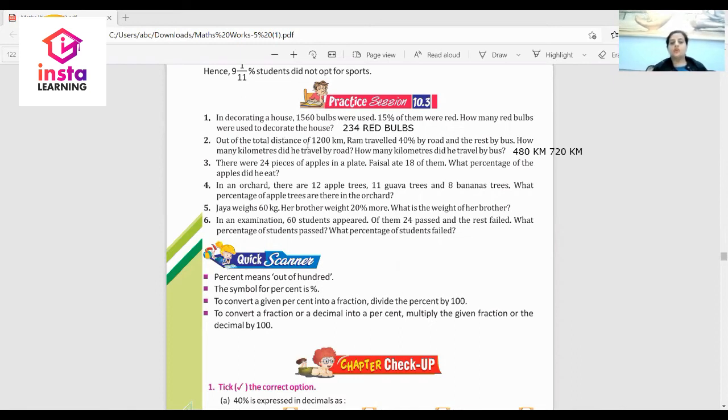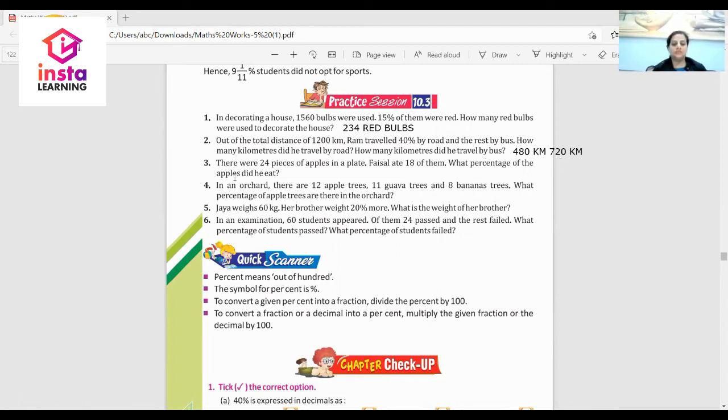Now, out of the total distance of 1200 kilometer, Ram traveled 40% by road. So for the road, we have to take out the percentage, and 40% is already given. So 40% of 1200 kilometers is 480 kilometer, and the rest by bus is 720 kilometer.